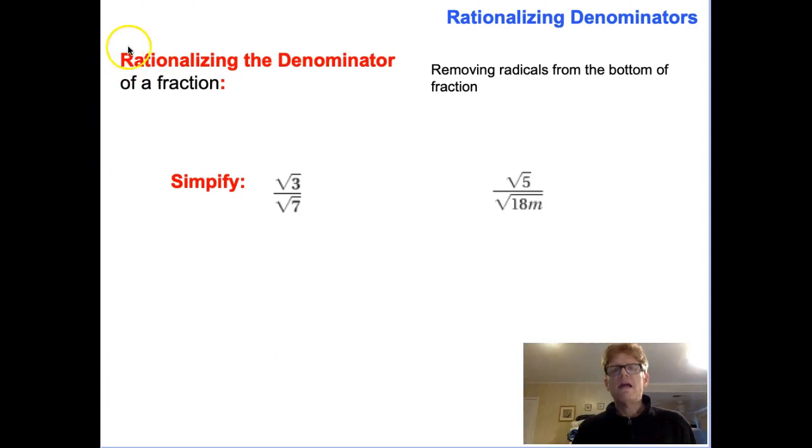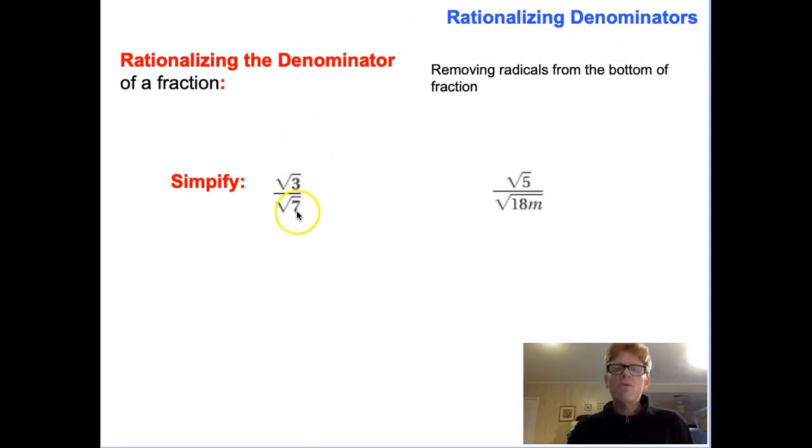At this point, we've got lots and lots of tools. We've got multiplying radicals. We've got using the multiplication property of square roots to simplify radicals. We've got the division property of square roots. We're going to add one more to it. We're going to talk about rationalizing a denominator. Now, that is a mouthful. We're talking about rationalizing a denominator.